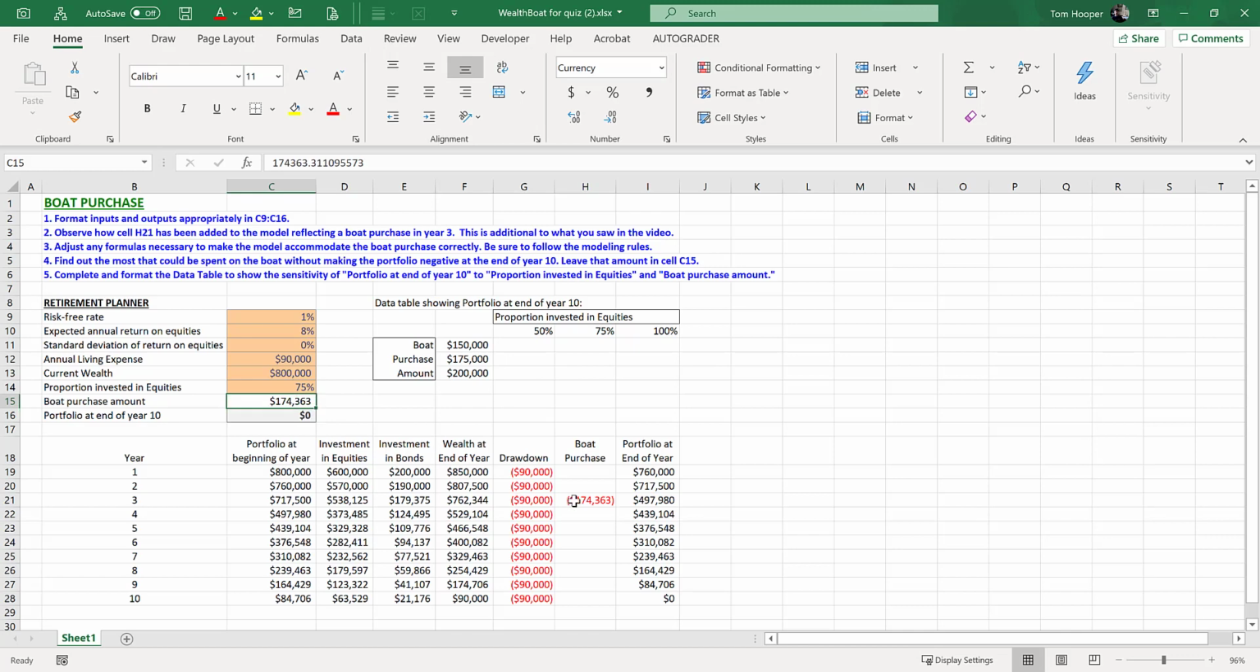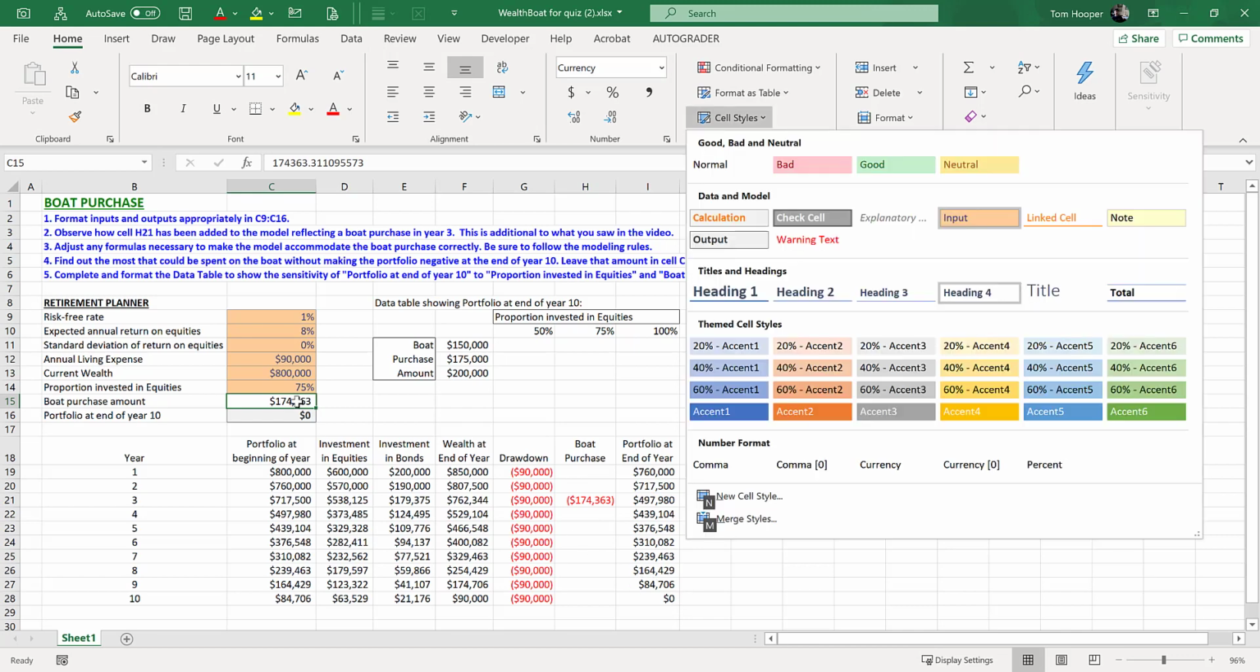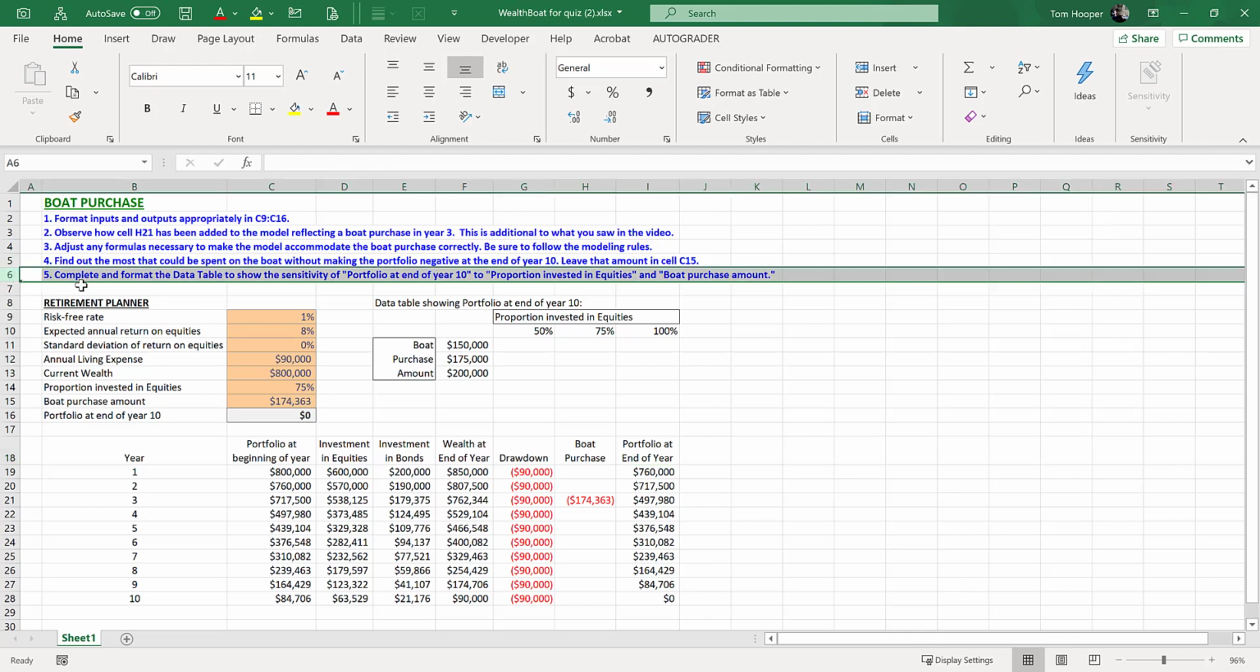Now's a good time to come back and format this cell. Clearly, it's a number that we're typing in so it can drive the model to get a result. And we know that means it's an input. And finally, we get to complete and format the data table to show the sensitivity of an output portfolio at the end of year 10 to 2 inputs, proportion vested in equities, and the boat purchase amount, 150, 175, or 200, which notice is kind of in the range that we found in step 4.